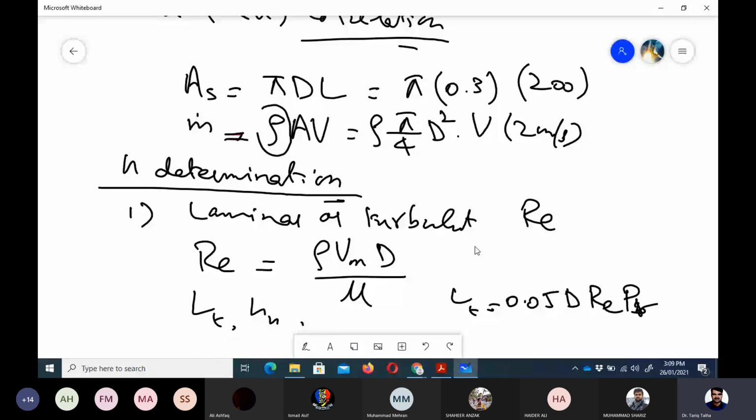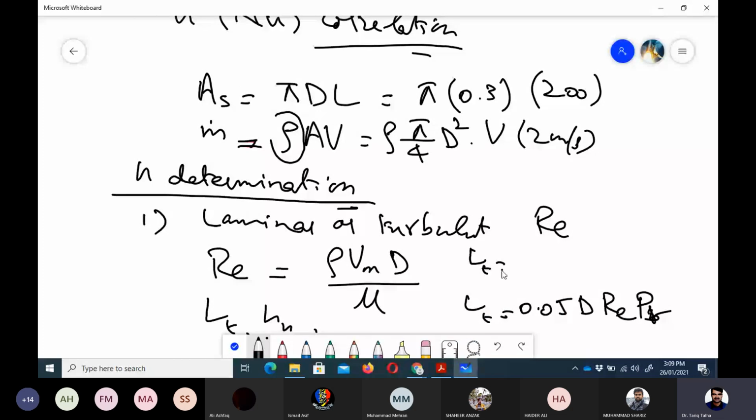And if it is a turbulent flow, then L_T is equal to 10 diameter, which we have shown. So this is for the turbulent flow, and this is for the laminar flow.